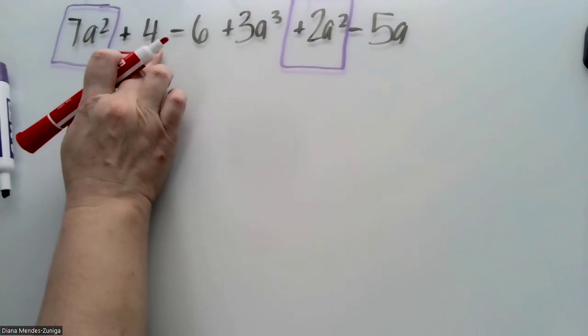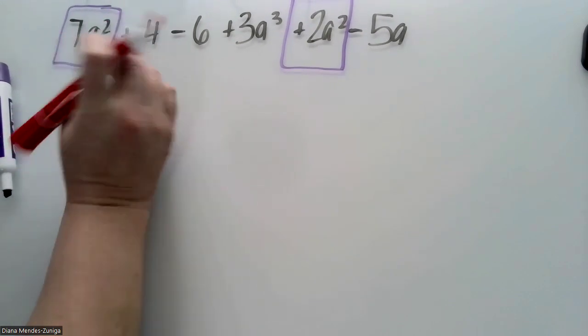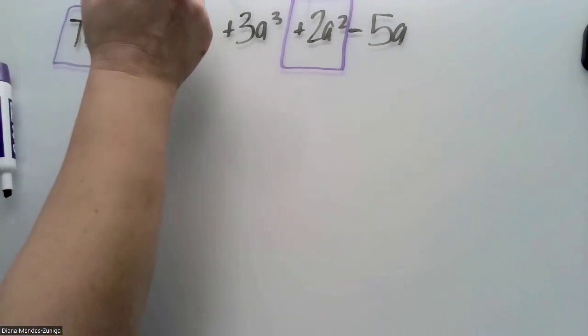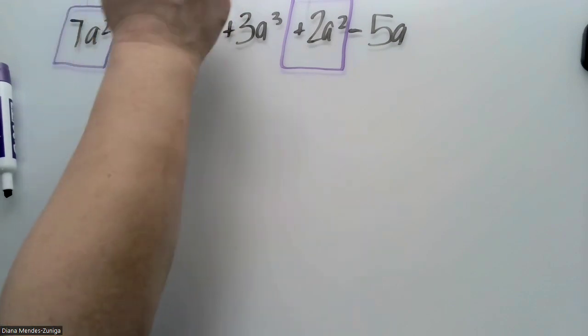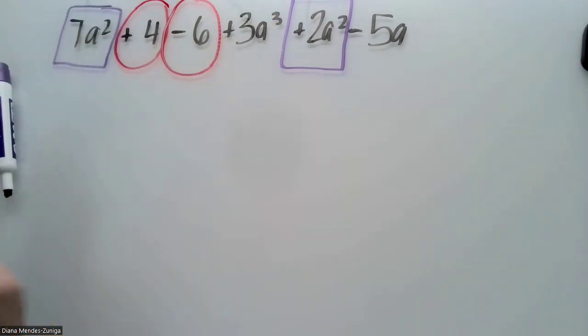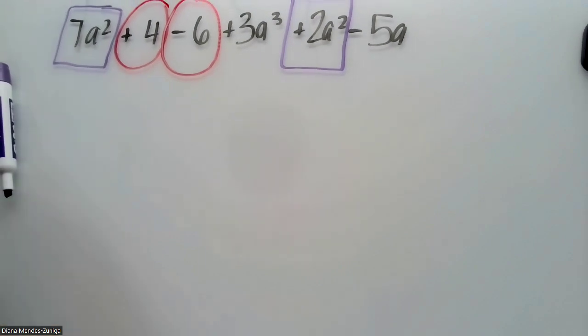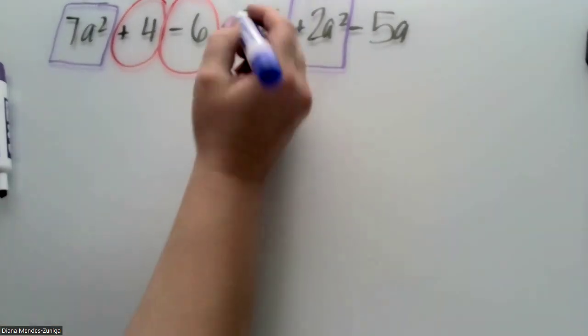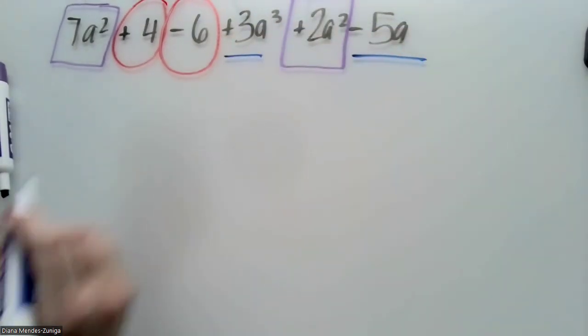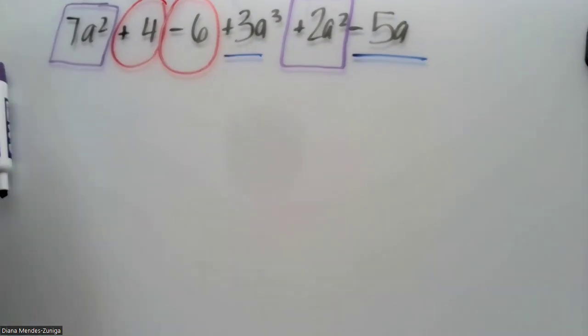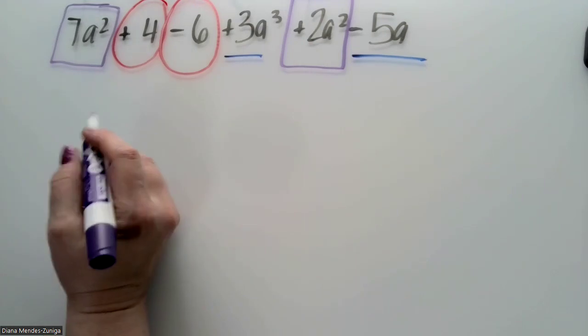Oh, I lied. That will not be by itself. We are going to fix that because these are actually like terms. Why are they like terms? Because they do not have an exponent. They are simply numbers by themselves. Okay, so this will be by itself and this will be by itself. So we're not going to do anything with it. So let's do our a's to the second first.